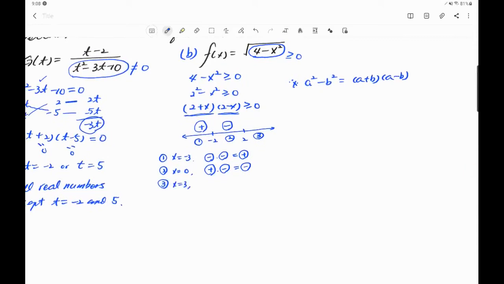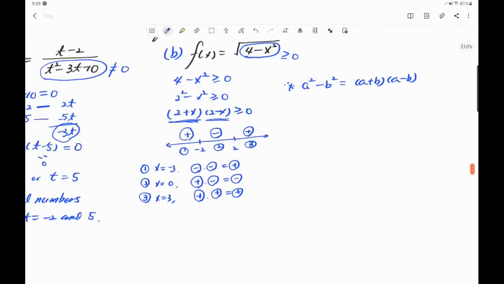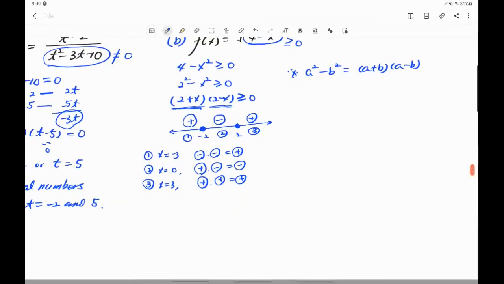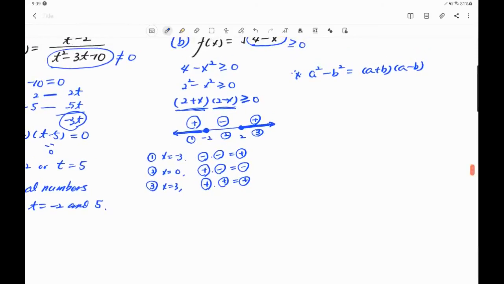You can use any number in the interval. So if x equals 3, then the first factor will be positive. The second factor will also be positive, so the result is also positive. So we are looking for the positive part, greater than or equal to 0. So we can also include -2 and 2 as well. So we are looking for this. So these intervals are solutions, right? I mean, it's not solutions. Actually, these are the domain. Can you see it?